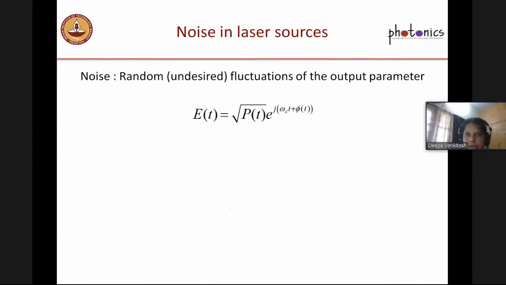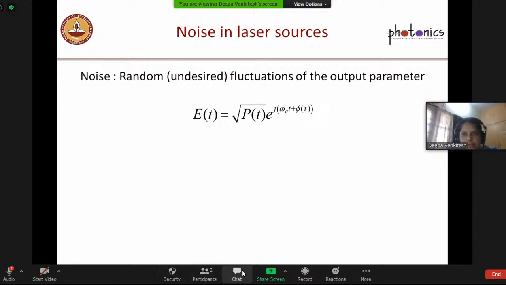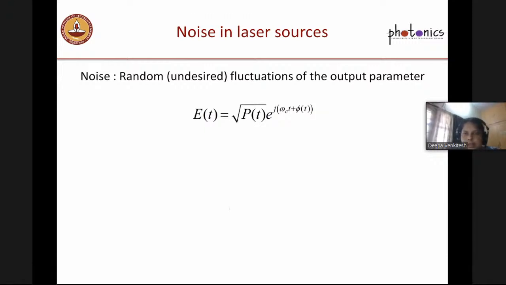Noise in laser sources. So I have a question to Vaibhav. It's almost going to be 5 o'clock. Should I continue, or should I do the rest of it as part 2 of the lecture series? Okay, Samir says continue. Continue for how long, Samir? Okay, continue for 15 minutes, and maybe if it's not getting completed, we can do a part 2. Thanks, Samir.